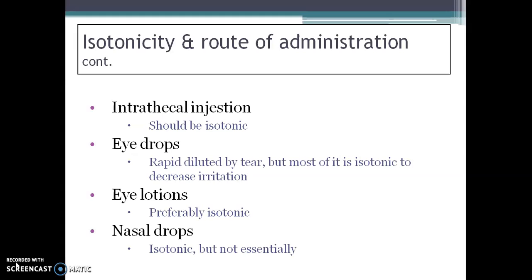Now next is nasal drops. Nasal drops should be isotonic. Any increase or decrease in isotonicity may lead to irritation of the nasal mucosa, so it should be isotonic with the nasal mucosa.